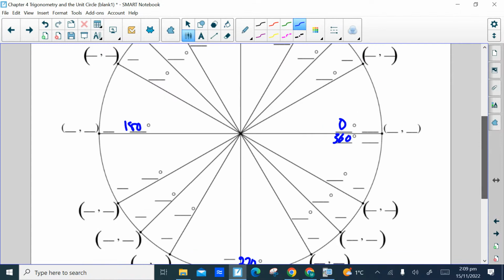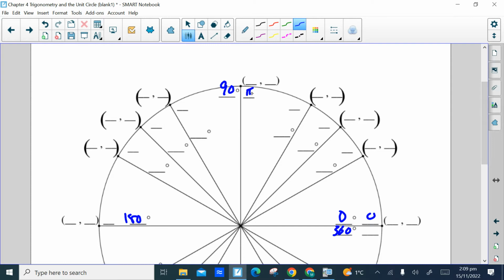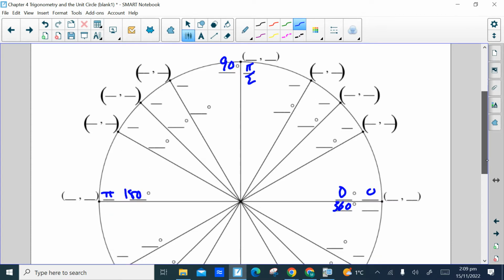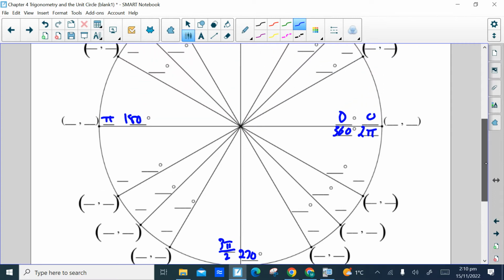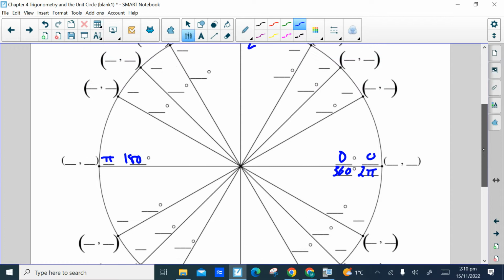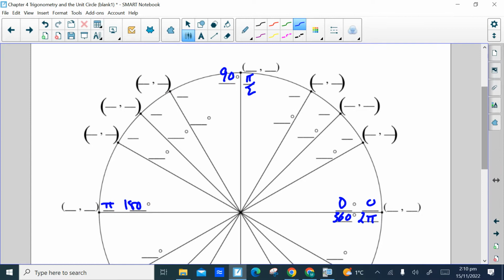We can go around these spots in terms of radians. So we have 0 radians. 90 degrees is the same as pi over 2 radians. 180 degrees is the same as pi radians. 270 is the same as 3 pi over 2. And then your complete revolution is 2 pi radians. So we've gone around the circle here in terms of every 90 degrees or every pi on 2 radians. But we can also go around the unit circle in terms of every 45 degrees, which is pi over 4 radians.